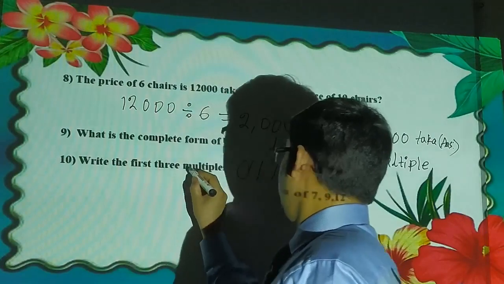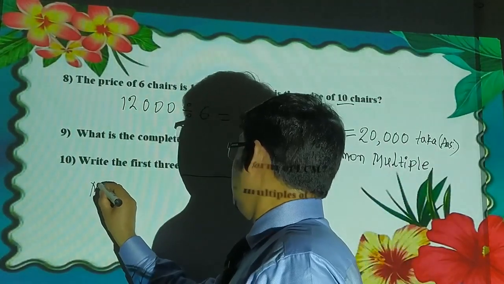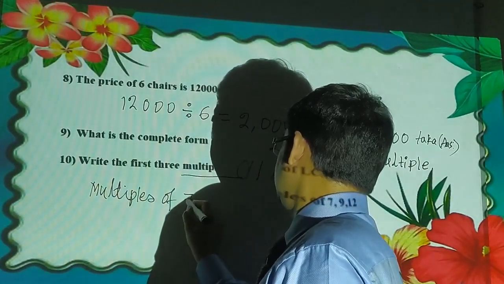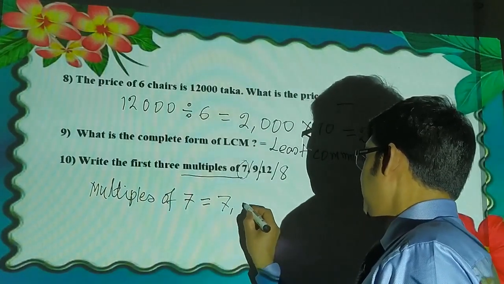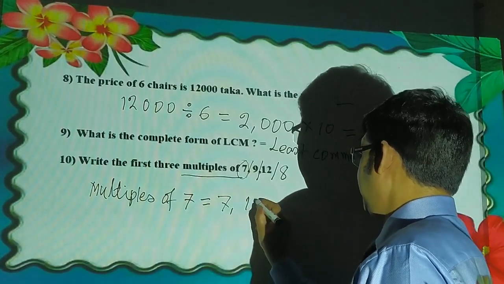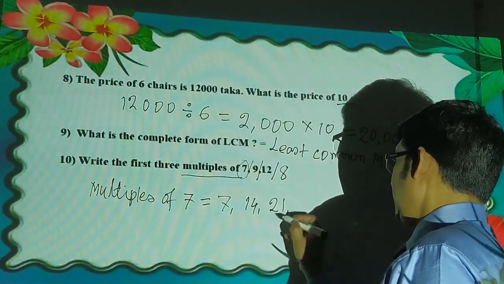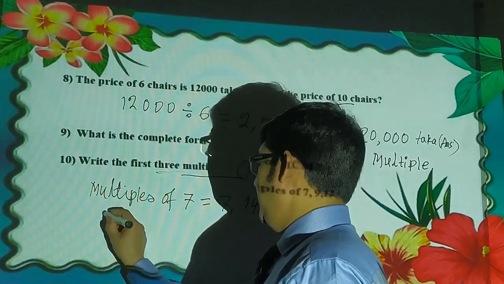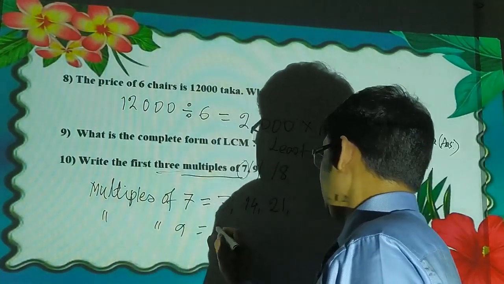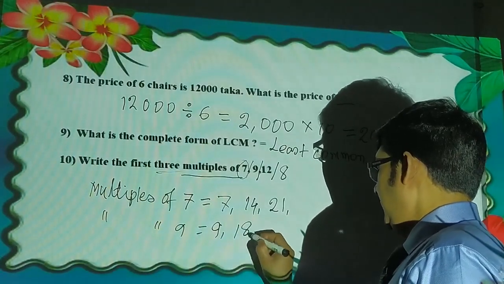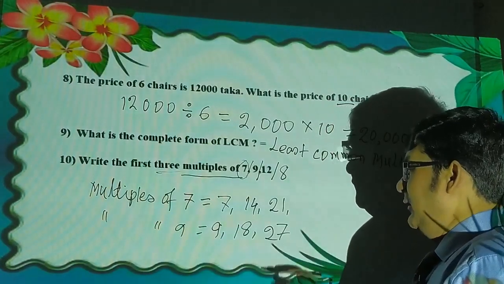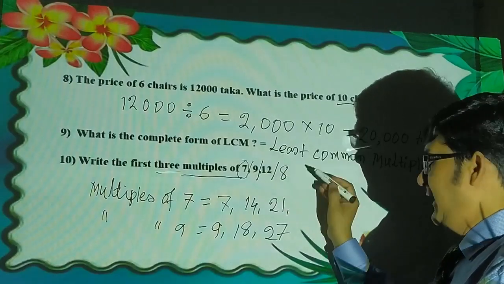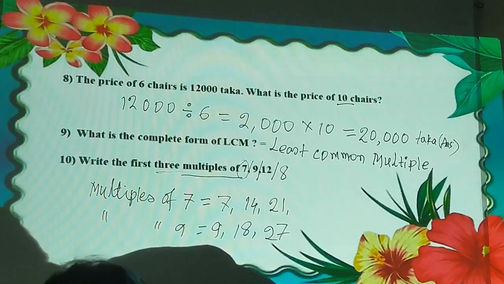So you write, you take the sentence from here. So multiples of 7. 7 ones are 7, 7 twos are 14, and 7 threes are 21. You can take 3 numbers because already given here 3. Okay. So you can solve the same way also multiples of 9. So 9 ones are 9, 9 twos are 18, 9 threes are 27, like this. We'll give it this way. Only one question will come in the exam. One question means 7 or 9 or 12 or 8, this type. Okay, thank you. Next.